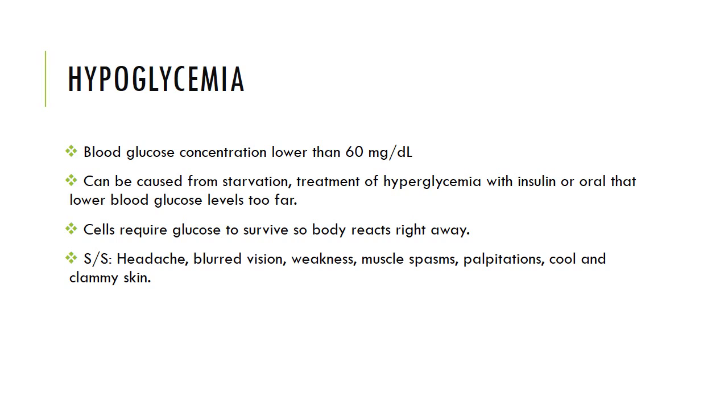Okay, hypoglycemia. Hypoglycemia is characterized as a blood glucose concentration lower than 60 mg per dL. This can be caused by starvation or treatment of hyperglycemia with insulin or oral agents. Lower blood glucose levels have gone too far. Cells require glucose to survive, so the body reacts this way. Signs and symptoms of hypoglycemia are headache, blurred vision, weakness, muscle spasms, palpitations, cool and clammy skin. A way to remember hypoglycemia could be: cold and clammy, need some candy.